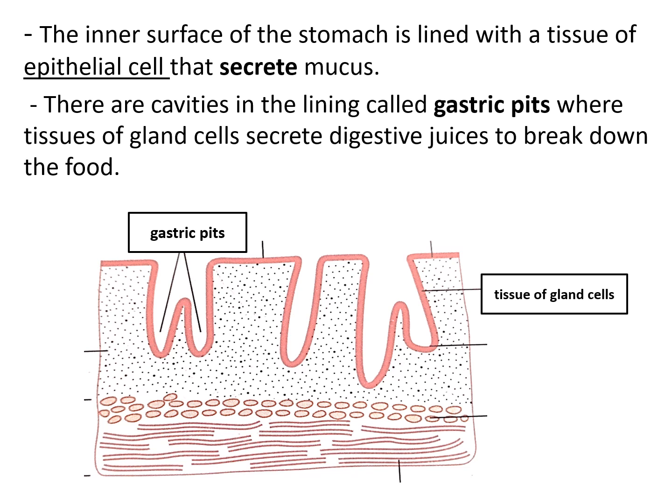We find tissue of what? Gland cells. These tissues secrete, or give us, digestive juices. The tissue of gland cells gives us the digestive juices, and these digestive juices break down the food. Okay, so in the inner surface of the stomach, I will find epithelial cells that secrete mucus. There are cavities or holes in the lining called gastric pits, where tissues of gland cells secrete digestive juices to break down the food.